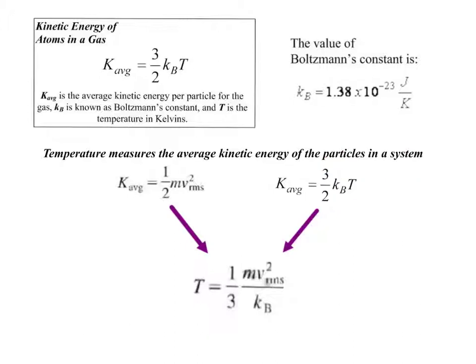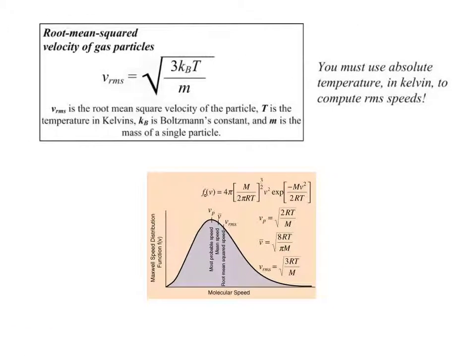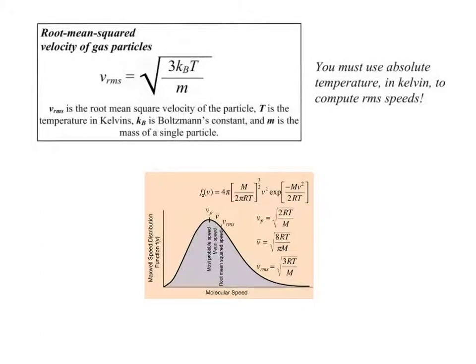Now, since we have two equations for average kinetic energy, we can equate them and solve for temperature, and we get this here. When we solve this for the RMS speed, we get this equation here. Two really important things to remember when using this equation: the T here is the temperature in kelvins, and the m down here is the mass of a single particle of that gas. We have to use the absolute temperature in kelvins to compute RMS speeds.